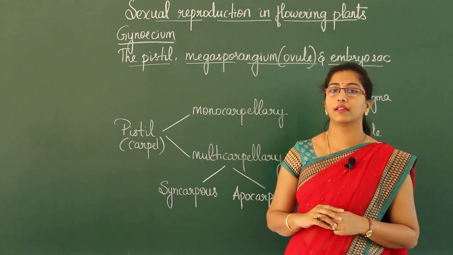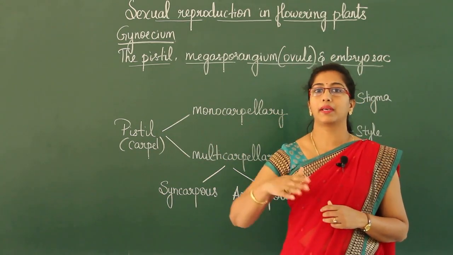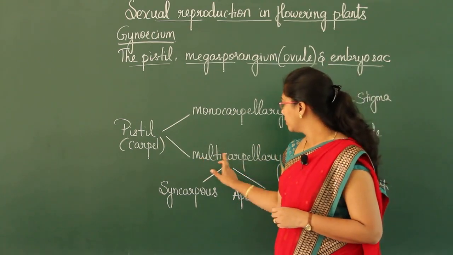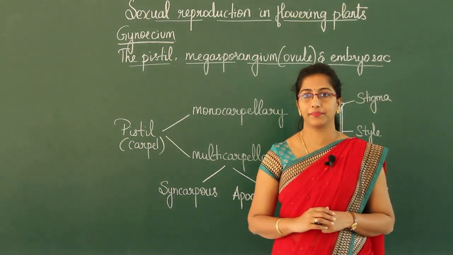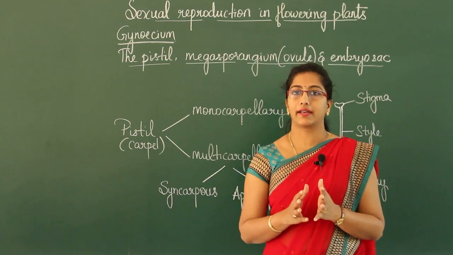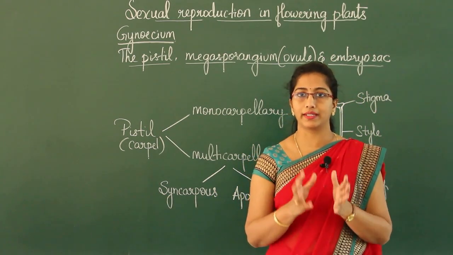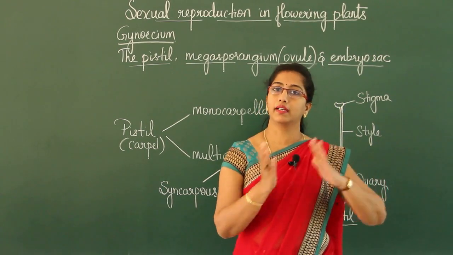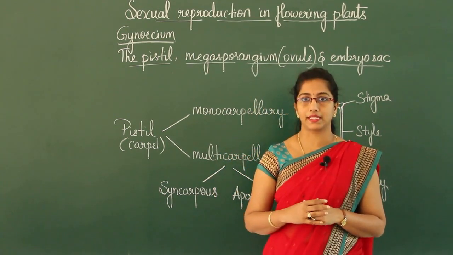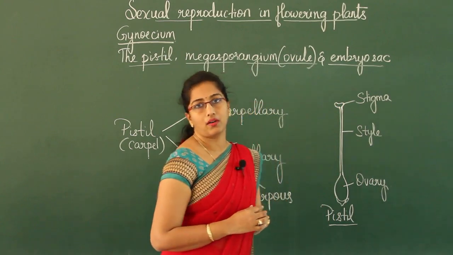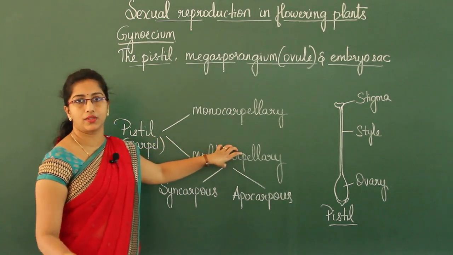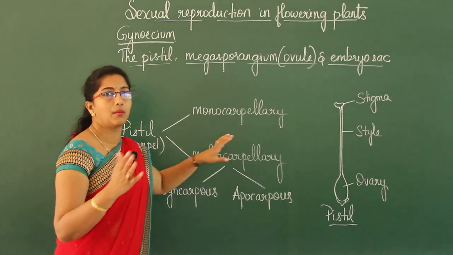Now in some flowers we find that the pistil number may be more. There may be more than one pistil. When there is more than one pistil, then we call it multicarpellary. So monocarpellary and multicarpellary are the terms we use to describe the condition of gynoecium, whether there is only one pistil or more than one pistil. Multicarpellary means more than one pistil.